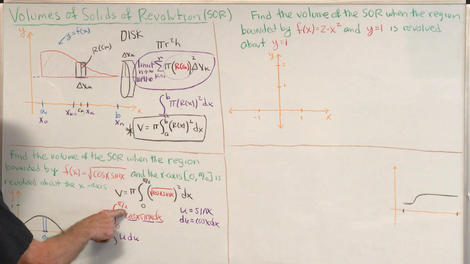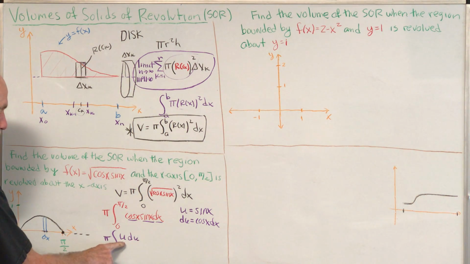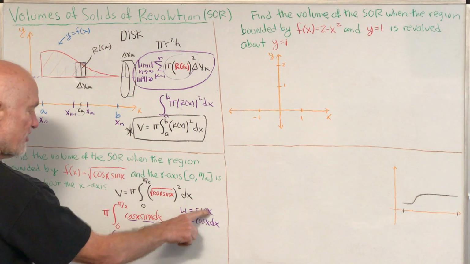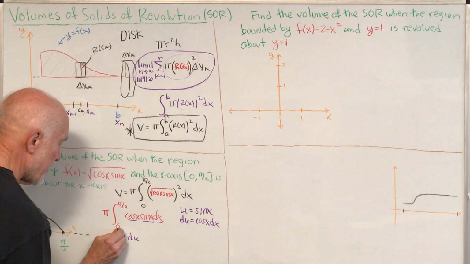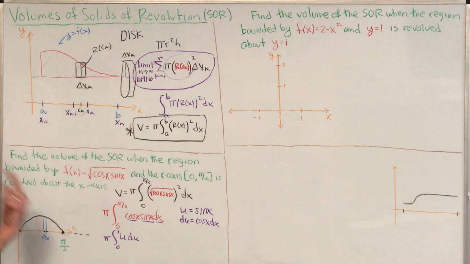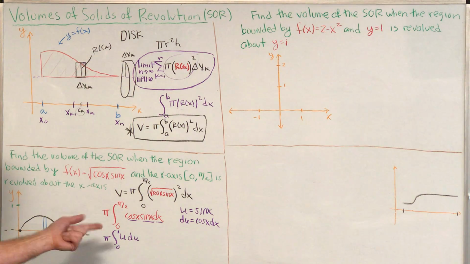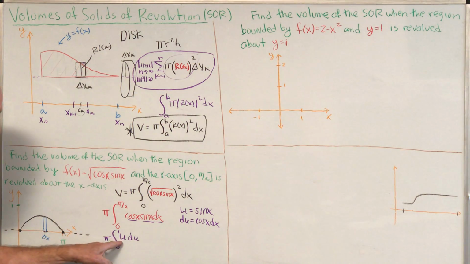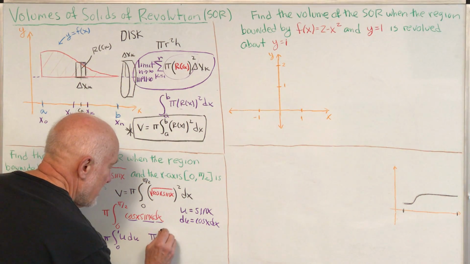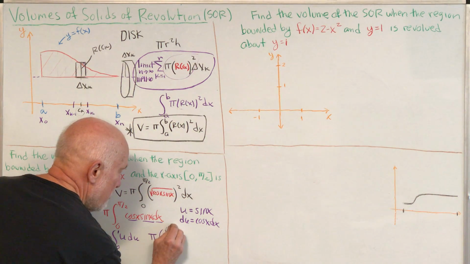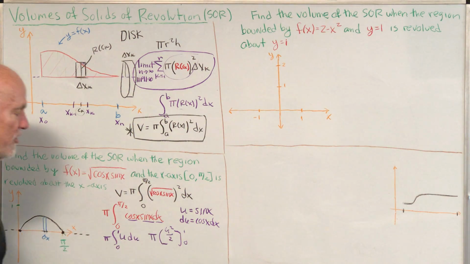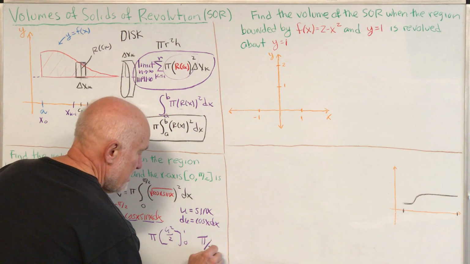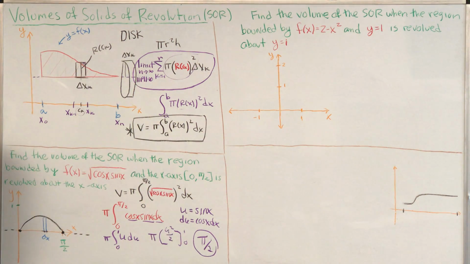But those are x values, 0 and pi over 2. We have to turn them into u values. So the sine of 0 is 0 and the sine of pi over 2 is 1. So now we've completely rewritten it into something that is a form we know how to do. This is u to the nth du, where n is equal to 1. So the antiderivative is u squared over 2. We're going from 0 to 1, we just get 1/2 minus 0, times pi, so pi over 2.